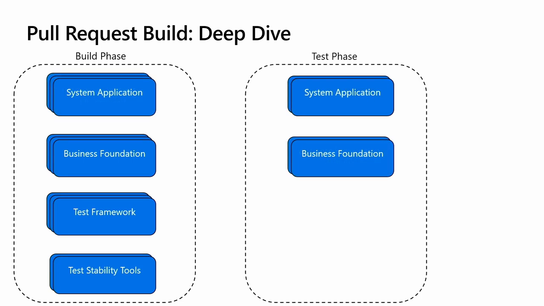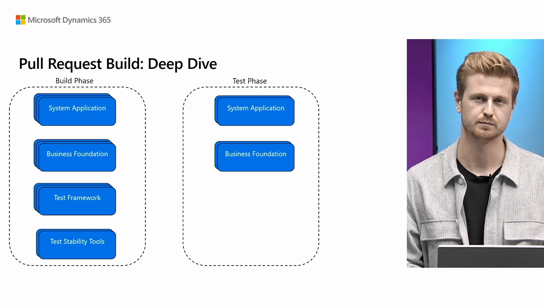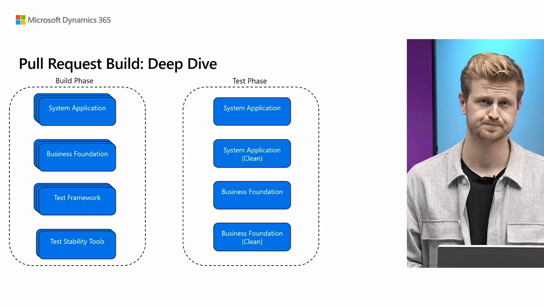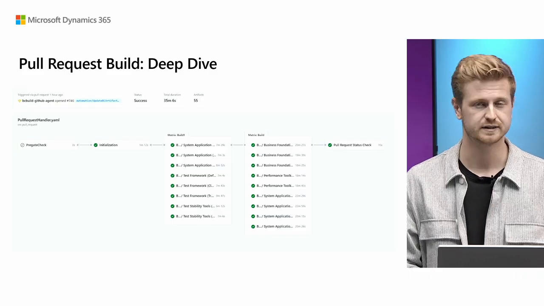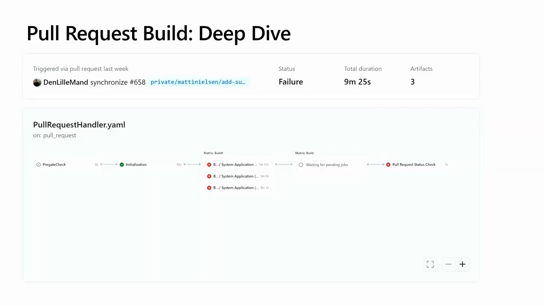In the second phase, we start testing. And we test the system application and the business foundation both in the vanilla mode, but also in clean mode. If everything goes well, everything compiles, all tests pass, you'll see your pull request build looking like this. But that's not always the case. And sometimes things are failing.